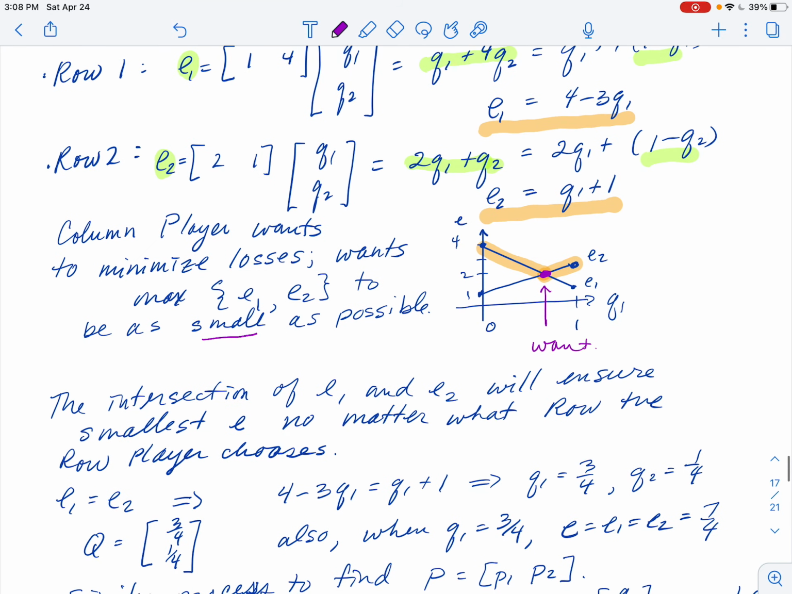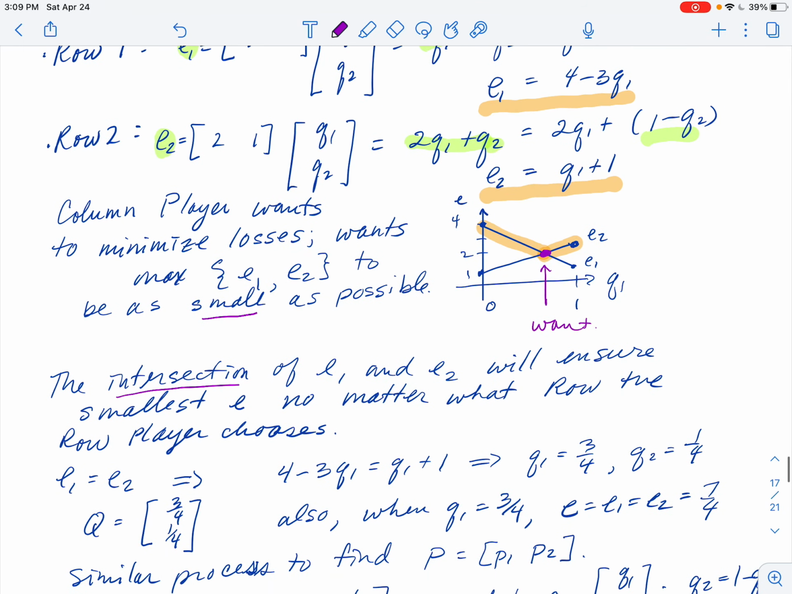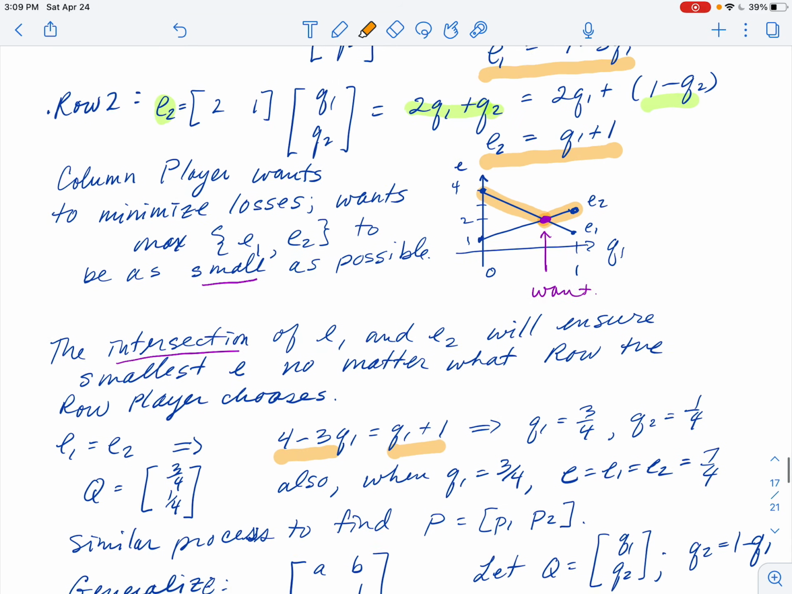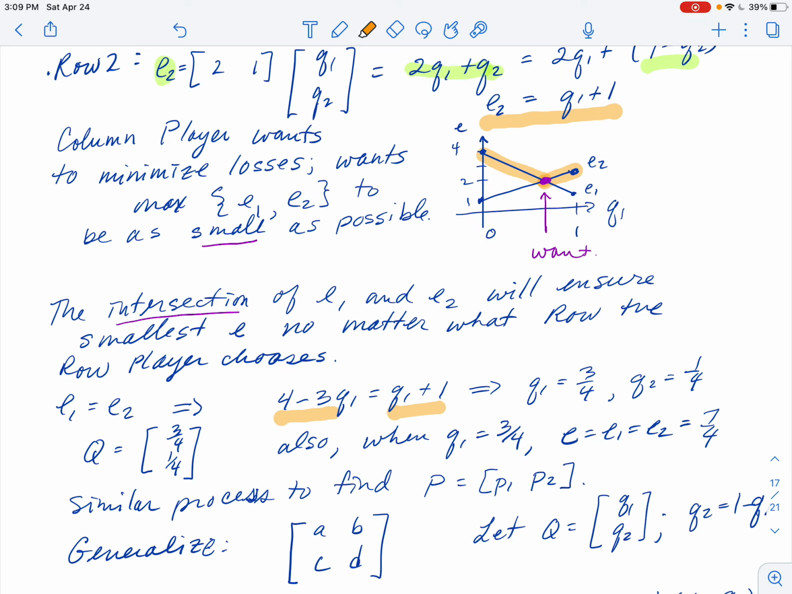So really what we're trying to find is the intersection of E1 and E2. That will ensure the smallest E no matter what row the row player chooses. So if we set those two equal, so I'll go back to the orange here, this is E1 and this is E2, we can solve that for Q1. It's just a linear equation. So Q1 is 3/4, and our Q2 would be 1/4. And if you look back at that graph, that looks quite possible that could be 3/4, right? Right there.